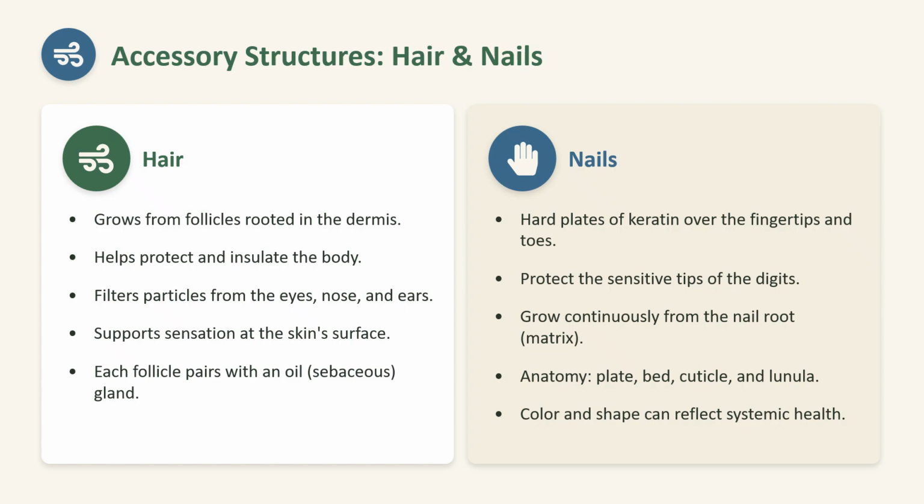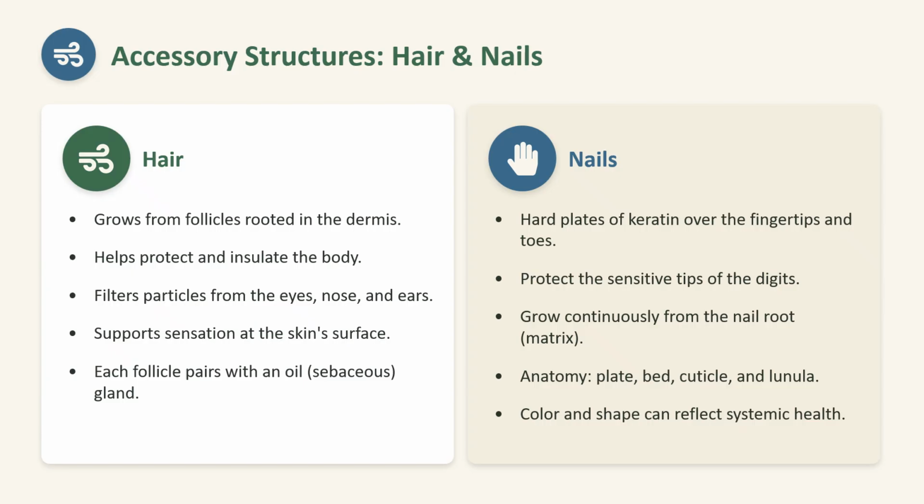We tend to think of hair cosmetically, but it does have real functions. It helps protect and insulate. It filters particles away from openings like the eyes and nose and ears. Think of eyelashes and the fine hairs in your nostrils. And it supports sensation because movement of a hair is detected by nerves wrapped around its follicle. Each follicle also pairs with a small sebaceous gland that keeps the hair oiled.